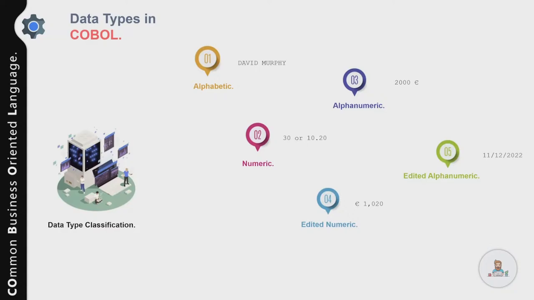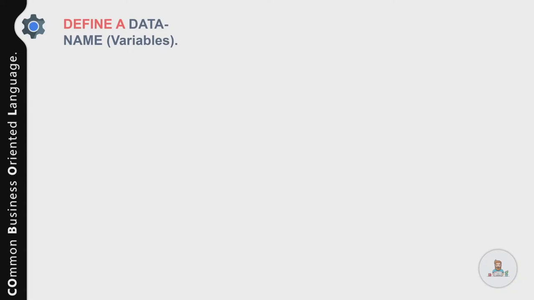So first of all, you have the day and thereafter you have month and thereafter you have year. So this is how you can use these different data types for categorizing data or printing data on the report or probably on the screen. Now let's talk about how to define a data name in COBOL.